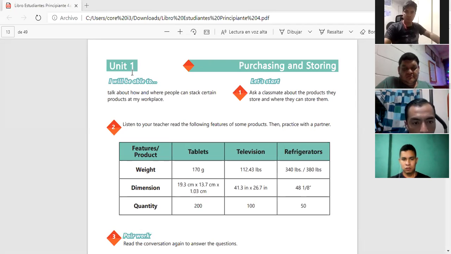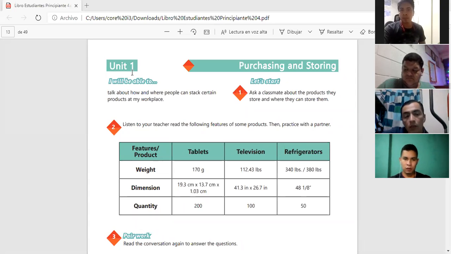The dimension for the tablets is 19.3 centimeters by 13.7 centimeters by 1.03 centimeters. Okay, good. When you say 19.3 centimeters, it's not for, it's by. So in that case, by is the preposition that you will use. And we have only centimeters, so that means the measure is reduced. It's not too big, it's a small dimension.